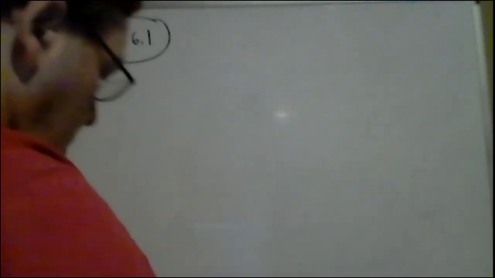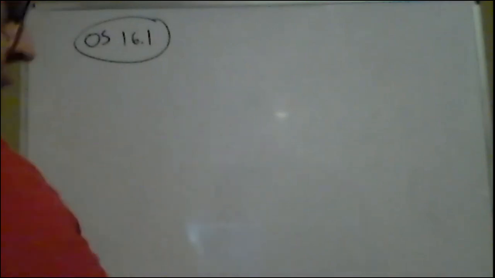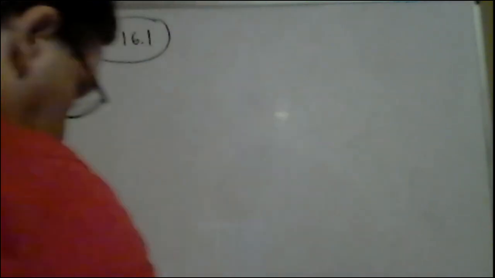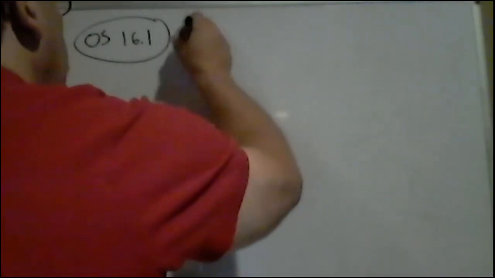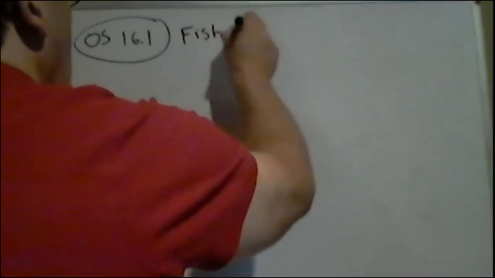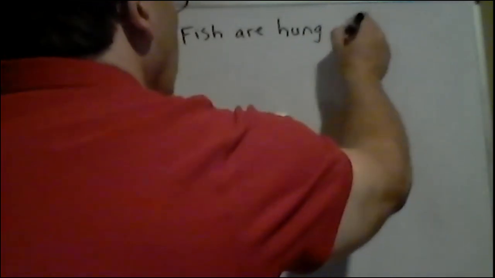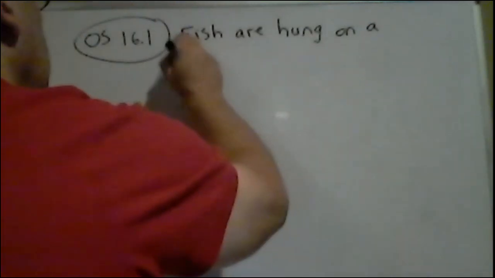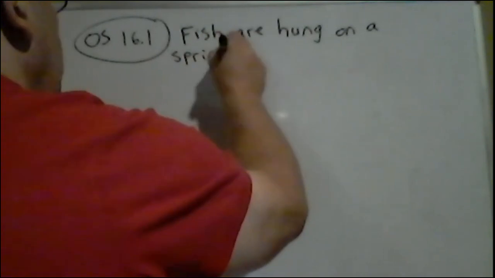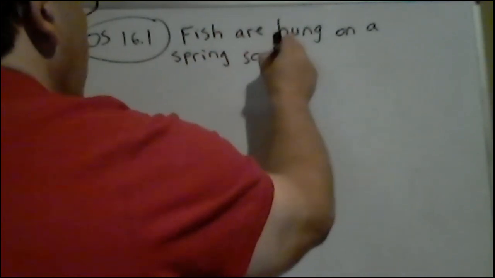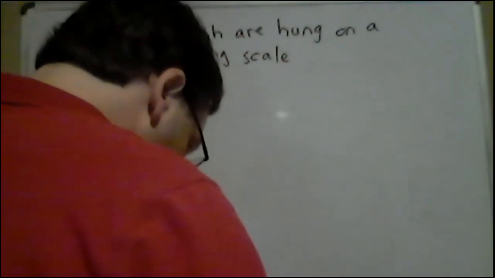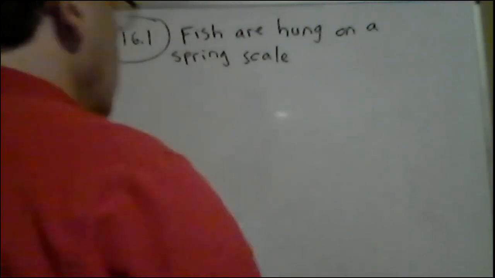All right, so again, we're on chapter 10 in our book. The question is, fish are hung on a spring scale to determine their mass.